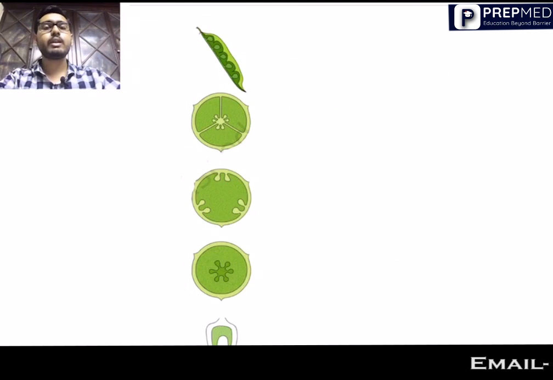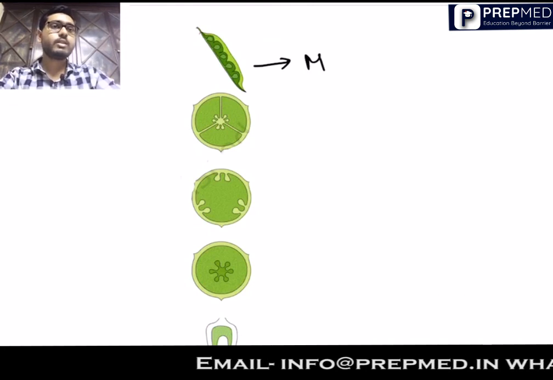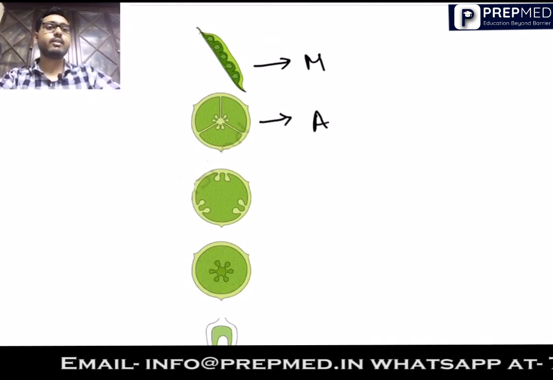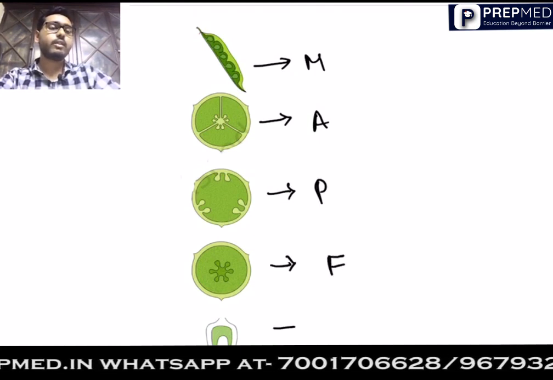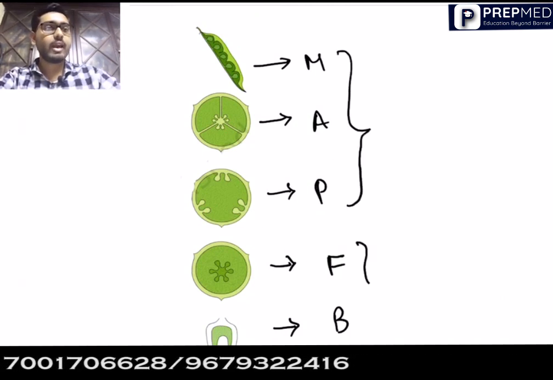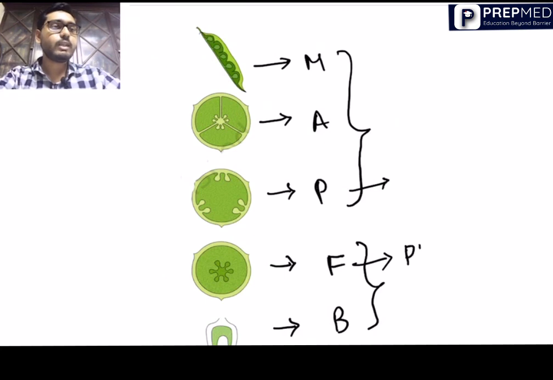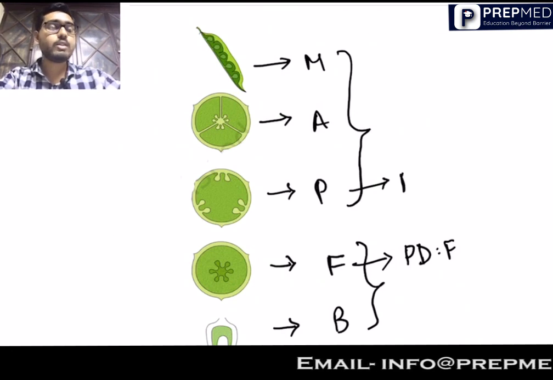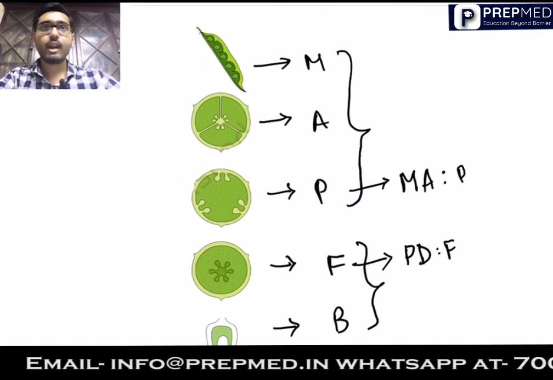So repeat after me. Number 1, marginal, axile, parietal, free central, basal. So it's MAP FB. For F, the mnemonic was P, D, and in the end, F. For P, the mnemonic was M, A, in P. So these are all the mnemonics arranged together.